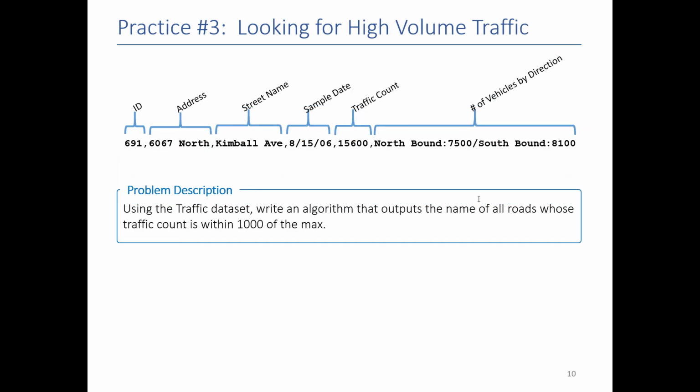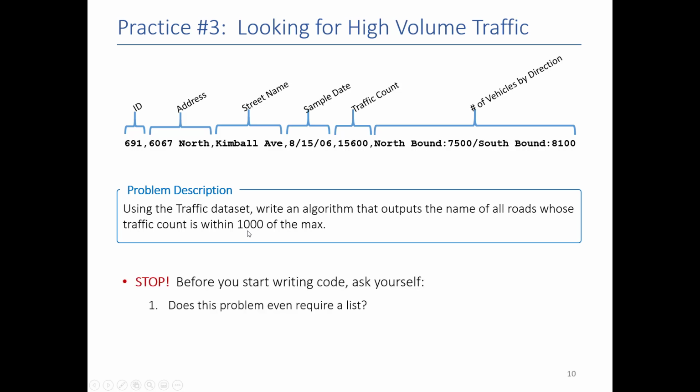Last problem. Here, all we're going to do is write an algorithm that outputs the name of all roads whose traffic count is within 1,000 of the max. All right, so again, first we have to look at all the values to figure out what the max is. Then we have to go back through and figure out how many of them are within 1,000. And actually, we have to output the name of all roads whose traffic count is within 1,000. So we definitely need a list because we have to look at the data twice.